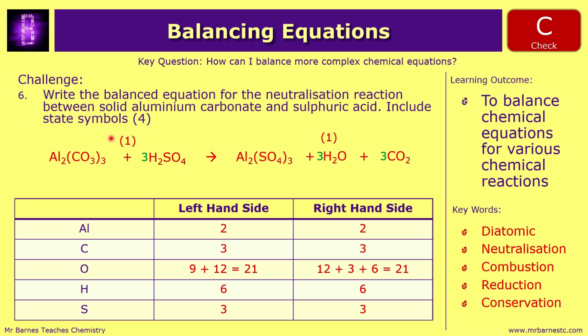It's also asking for state symbols, so don't forget that. Aluminium carbonate, it tells you as a solid. Carbon dioxide, you know, is a gas. Water, you know, is a liquid. Aluminium sulphate, usually when you react any base with an acid, it becomes aqueous. All acids are aqueous, and as I said earlier, it tells you got your solid in the actual question, and that's your 4th mark.